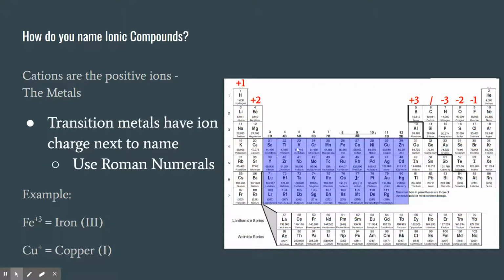Transition metals have a special rule. Transition metals, we don't know the charge just by looking at the periodic table. So we're going to put a Roman numeral next to the symbol in parentheses to indicate the charge. So if I'm looking at an Fe3+ ion, then I'm going to call this iron and in parentheses 3. If I'm looking at a Cu+ ion, I'll have copper with a parentheses 1. And these will be given in one way or the other. You'll either be given the name or you'll have to figure out this charge.